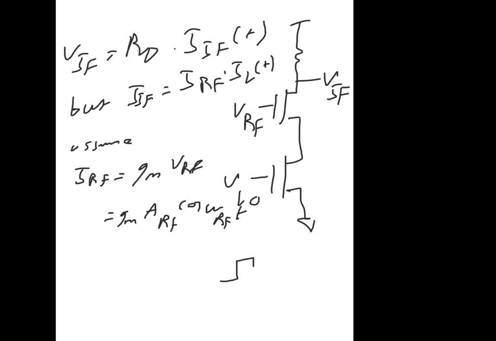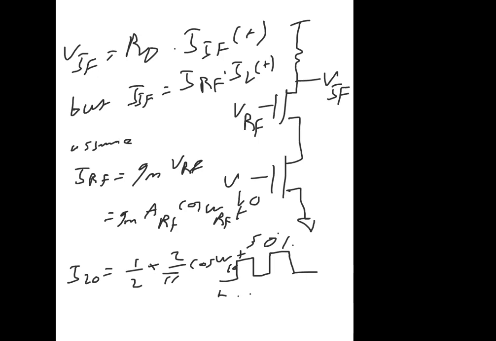If we have it here, we have the local oscillator as half, I local oscillator 50%. We have an I local oscillator is equal half plus 2 over pi cosine W local oscillator of T plus blah blah, etc.